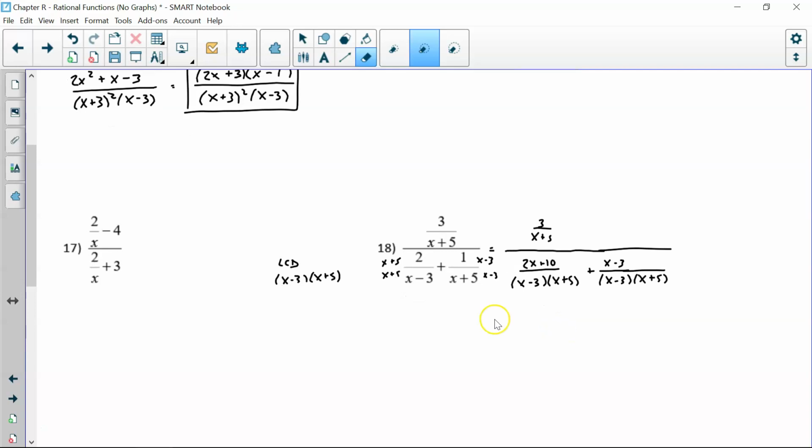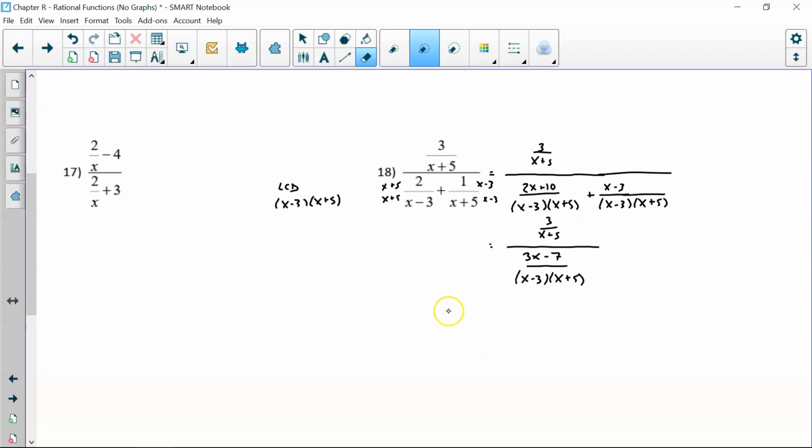We're still just combining the fractions on the bottom. So our 3 over x plus 5 is just kind of waiting. Now, we have our common denominator for the bottom two fractions, x minus 3, x plus 5. And now we combine. 2x plus x is 3x. 10 plus negative 3 is minus 7. Now we have one fraction on the top, one fraction on the bottom.